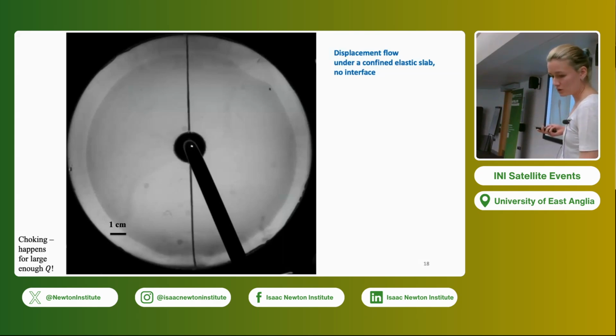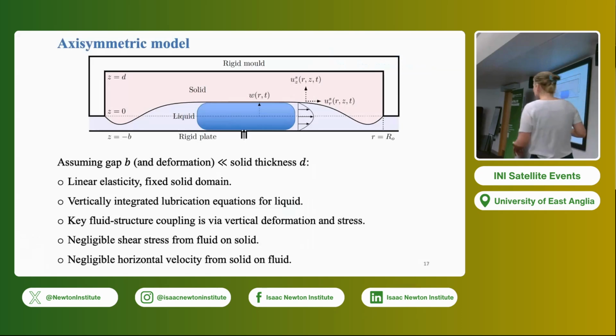Okay, so how do we understand this problem? Well, we can do some modeling as well. And what's important to point out here is that we have a gap containing liquid, which is very narrow compared to the solid thickness, notated with D here. And there are a number of consequences of that. So in terms of modeling, we can actually use linear elasticity. And those equations we can solve on a fixed solid domain, which makes our lives a lot easier.